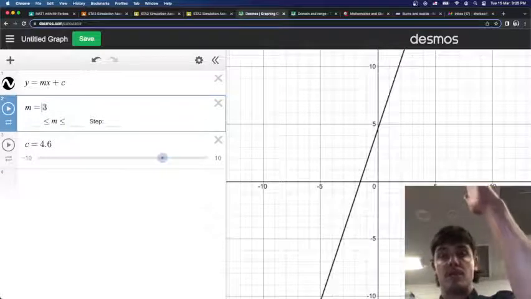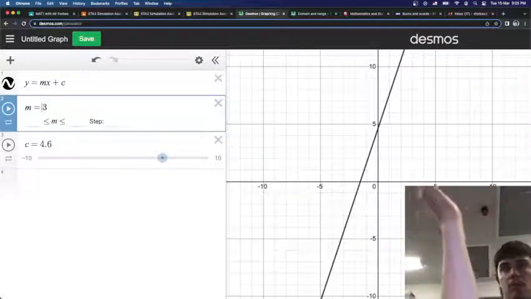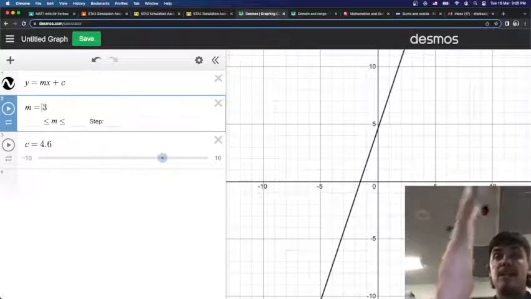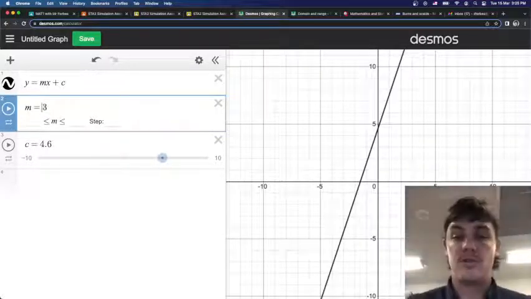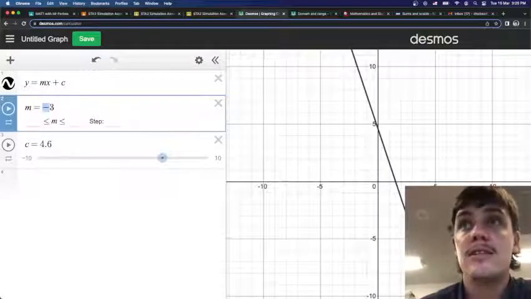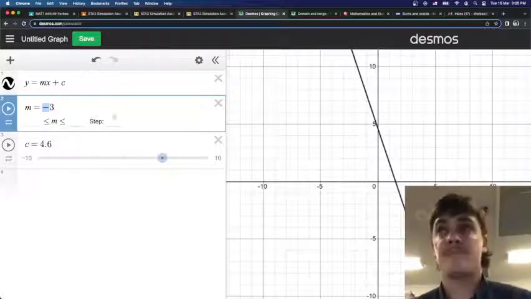If you want the gradient to be going the opposite direction, right now we've got a positive gradient. How do I show you that on the screen? Positive gradient. If you want to get a negative gradient, you need to make it negative. So now any m value that has a negative value will become a negative gradient.